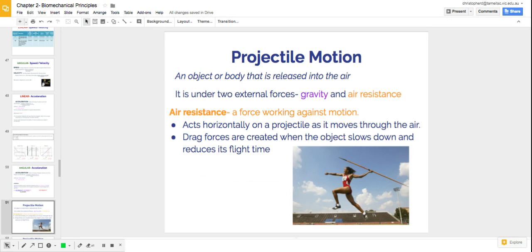We then go to projectile motion. A projectile is an object or body that is released into the air. That's usually going to be impacted by two external forces, one being gravity and the other air resistance. Air resistance is a force that works against motion. More often than not, we have air resistance when we're throwing a projectile in the air. We'll also have drag forces, which will slow it down and reduce its flight time, trying to pull it back to Earth.